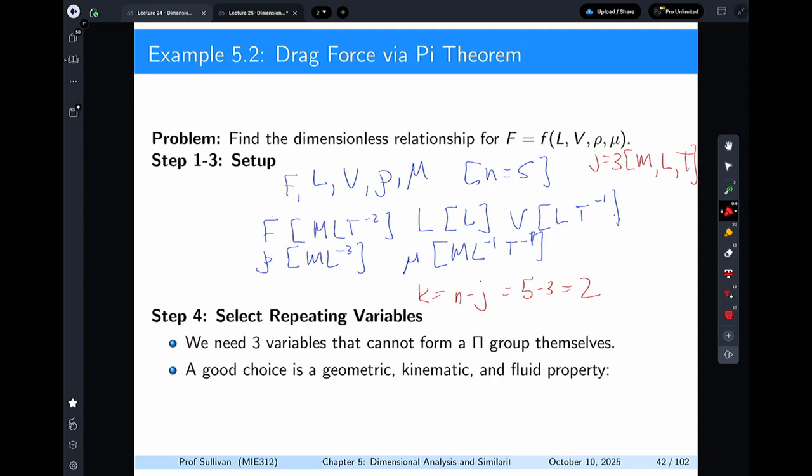And I need to make some sort of choice here. What I want is probably length, velocity, and density. N equals 5. My handwriting doesn't get any better. So you have 5 variables: force, length, velocity, rho, and mu. And one of the things I know from experience is that I expect to see a Reynolds number.